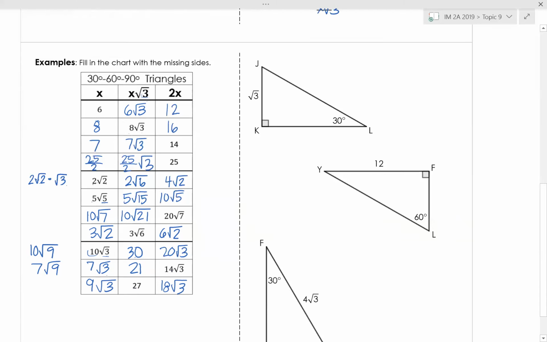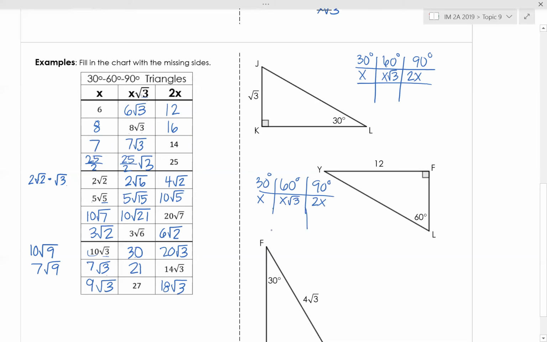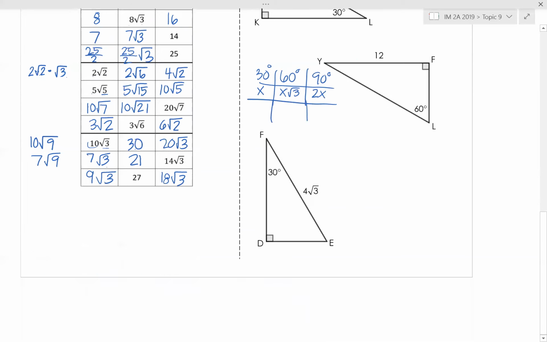So let's create tables for these triangles that don't have them. So remember, it's always a 3 by 3. So we're going to start this time with 30, 60, 90, and our pattern x, x root 3, and 2x. I'm just going to write these for each of them right now so that we have it ready to go. I've done this ahead of time.